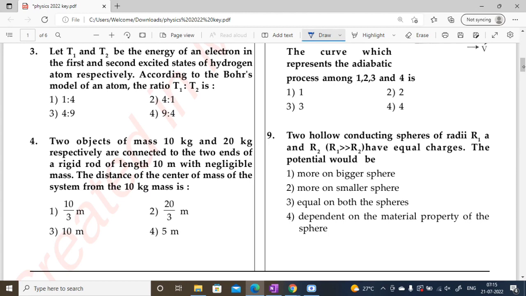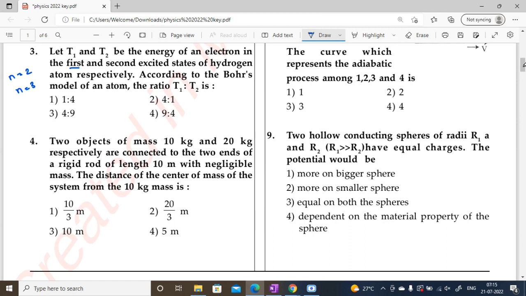So they're trying to ask about the first excited state to the second excited state. First excited state means we say that to be n equal to 2, because the quantum number n starts with 1. So from the first level, if you are moving to the first excited state, that will be n is equal to 2. And the second excited state will be n is equal to 3.